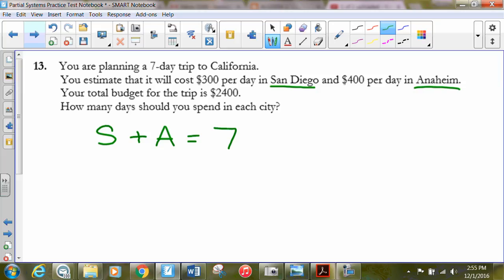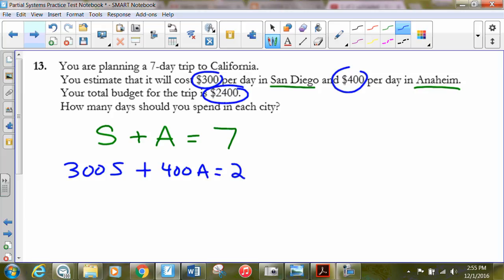Now let's look at the money to make our second equation. It's going to be $300 per day in San Diego. So that 300 goes with the S. And it's going to cost $400 per day in Anaheim. So that $400 goes with the A. And the total trip is $2,400. Okay, so we've got our 2 equations. We have our system of equations.